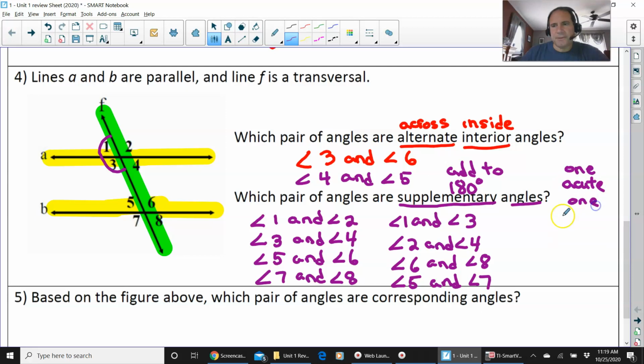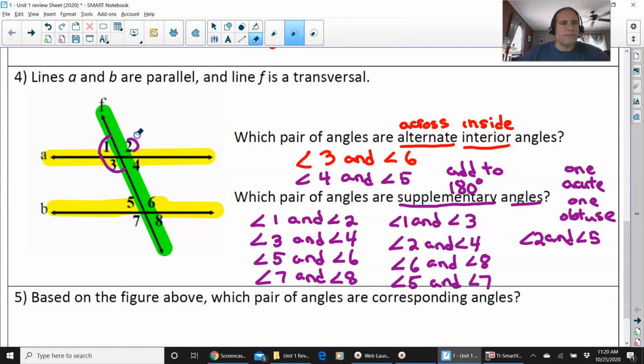So just to do something a little bit different, remember supplementary angles, one acute, one obtuse. So they have to look different. You can't pick two acute angles and call them supplementary. In this case, you're not going to pick two obtuse angles and call them supplementary. It has to be one obtuse and one acute. So if I ask you, which angle is supplementary to angle 2 in the bottom? Since angle 2 is obtuse, you have to pick an acute angle. So 2 and 5 are supplementary angles, even though they're not next to each other.